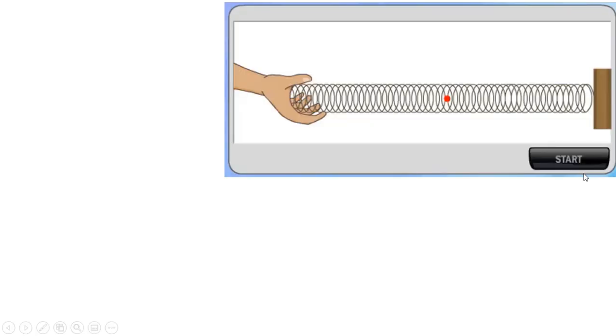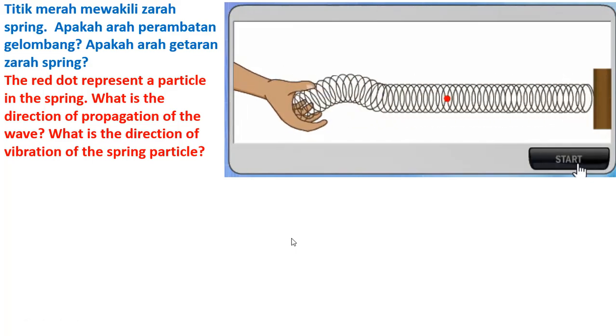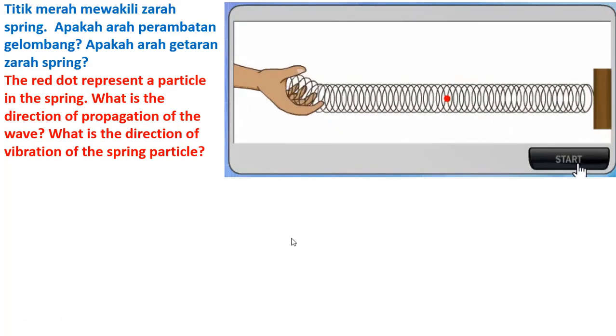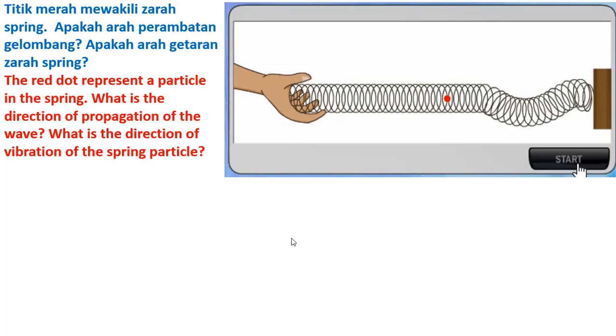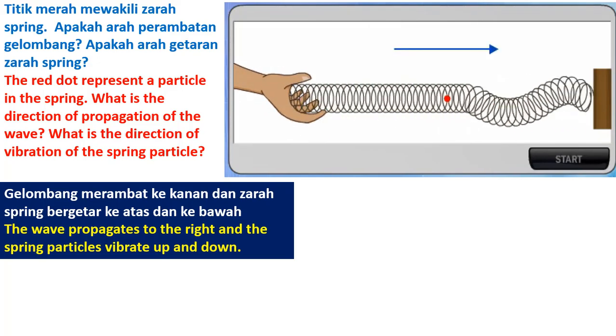Next, we look at the second type of wave, the transverse wave. The red dot represents a particle in the spring. So we will move this time up and down. What is the direction of propagation of the wave? What is the direction of vibration of the spring particles? So the wave propagates to the right and the spring particles vibrate up and down.